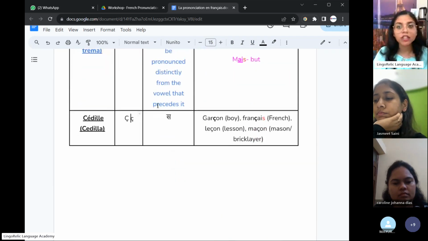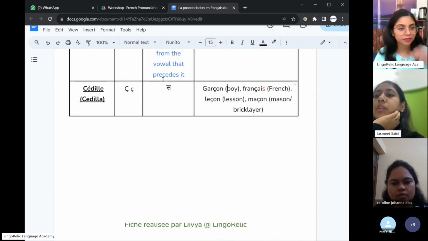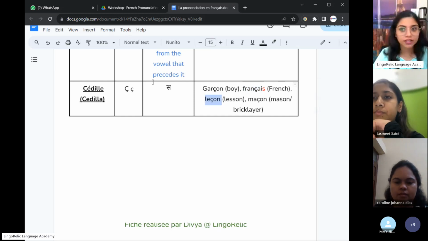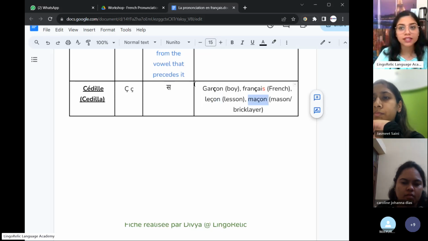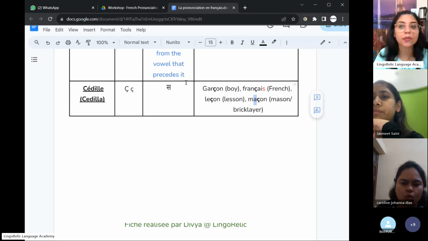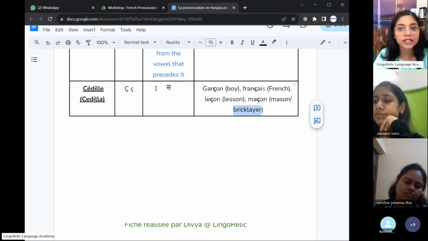For example, you have this word. Vous pouvez prononcer ça? Qu'est-ce que c'est? Garçon, which is a word for boy. Not "garkon", it's "garson". Okay. Next one. Français, which is French. Then leçon, which is a word for lesson. Then maçon. That's right. You remember the sound of A? So this becomes maçon, a mason or a bricklayer. So these are the words here.